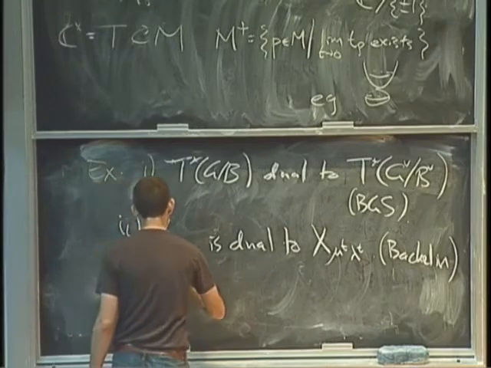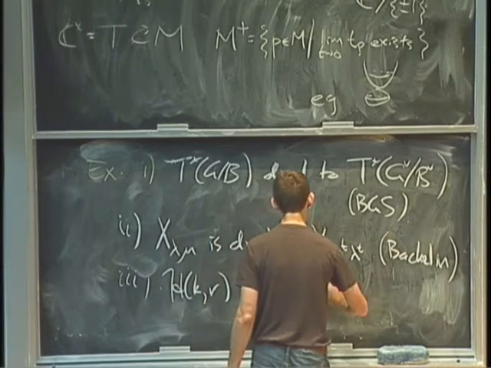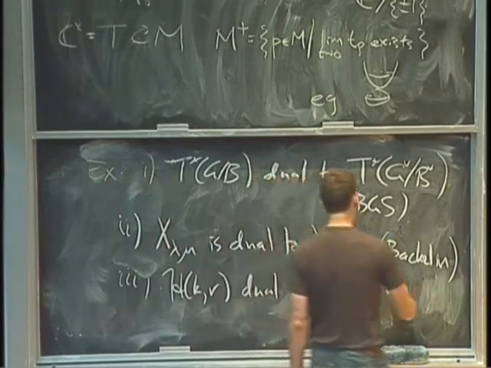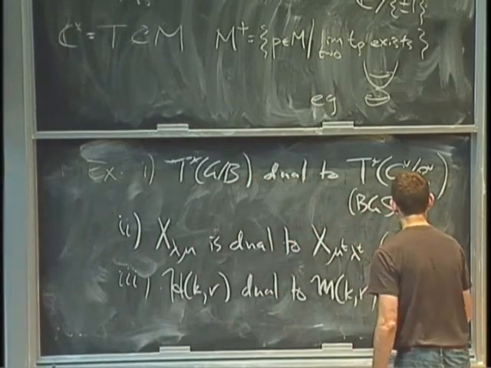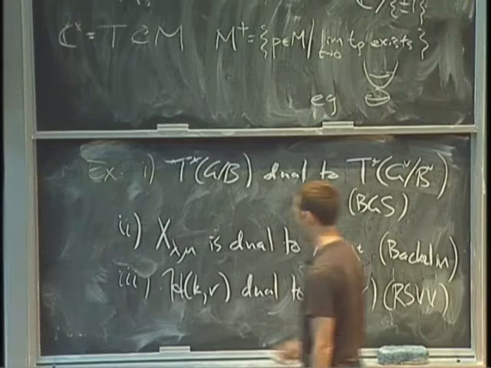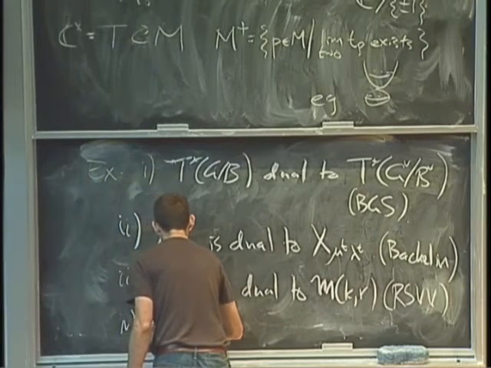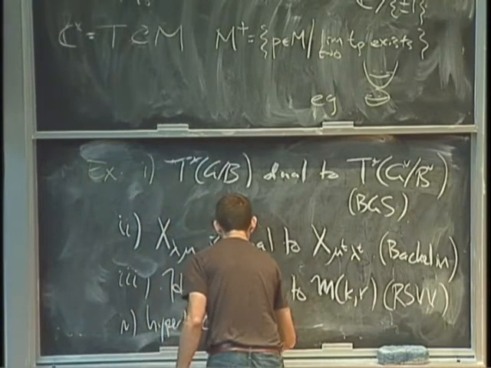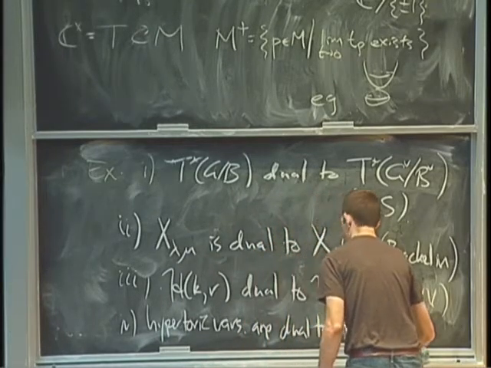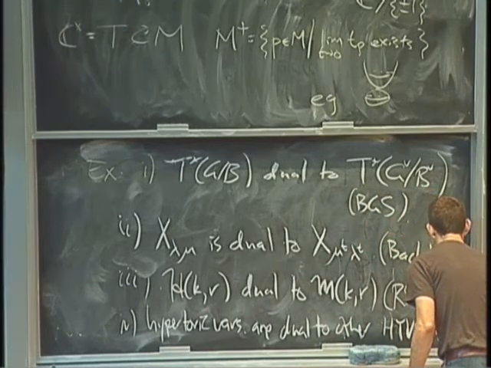3 is that, maybe you can guess this, that HKR is dual to MKR. And this actually is not a very old result. This is a relatively recent result due to Ruquier, Shan, Varniolo, and Vassereau. And 4, because I don't want to go into a long combinatorial digression, I'll just write hypertoric varieties are dual to other hypertoric varieties. And this is BLPW.